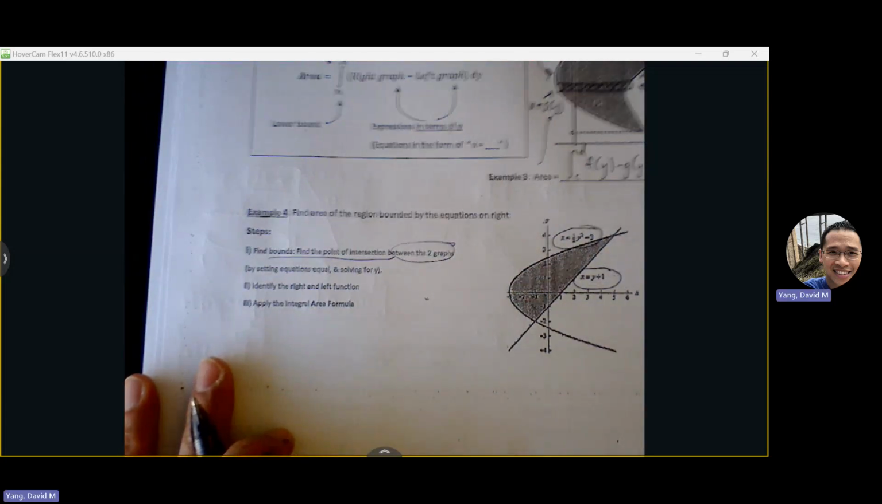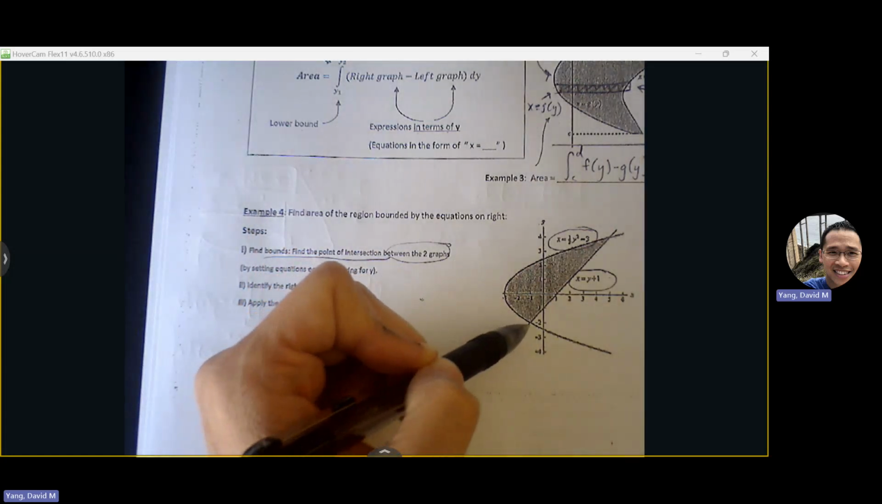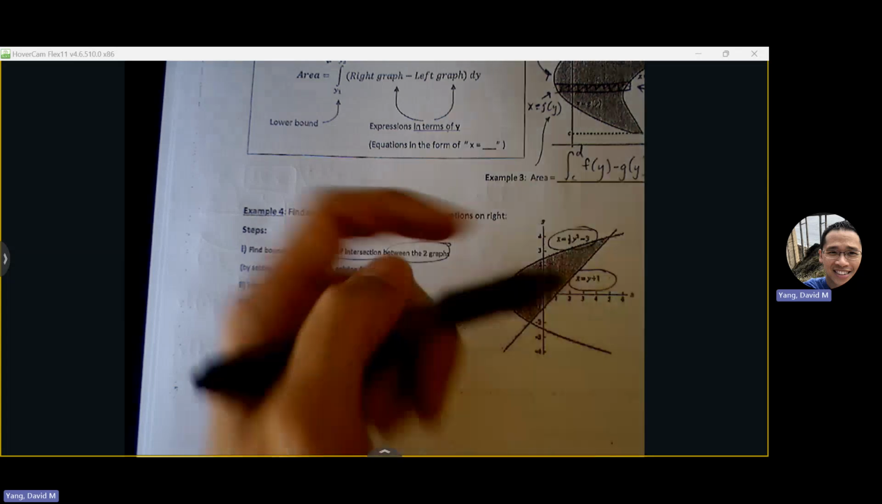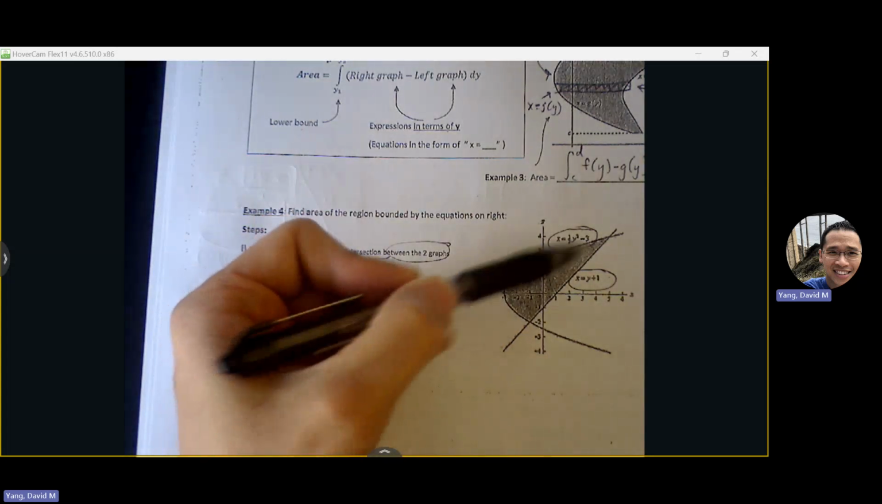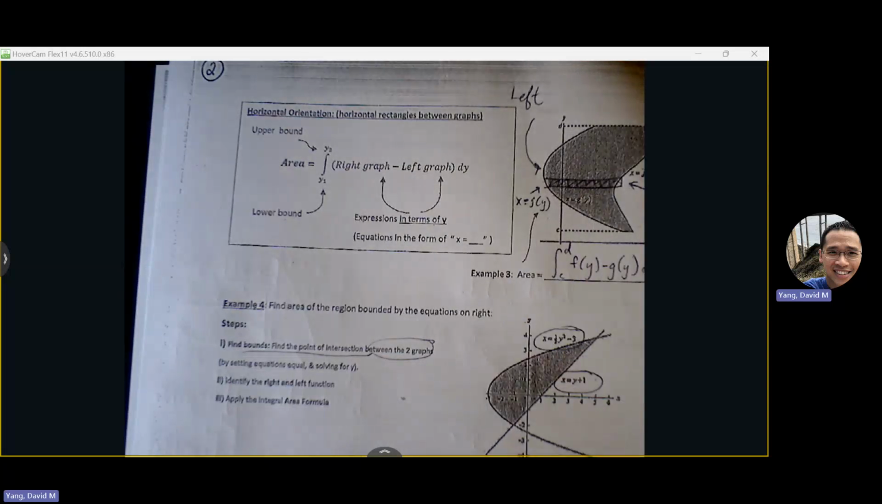But we're going to start the same way. We're going to find the intersections between the two graphs. But now we're not going to solve for x, we're going to solve for y. We want to find no longer the left and right x values of our boundaries. We're trying to find the lowest and highest y values of our boundaries because we're stacking our rectangles. We're accumulating the area differently, horizontally from lowest to the highest y value.